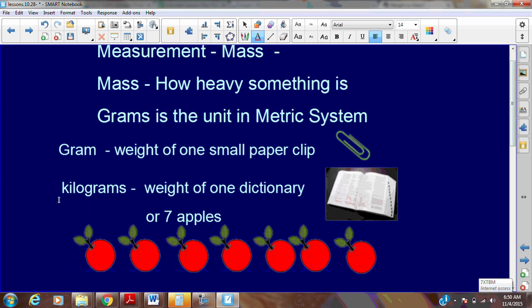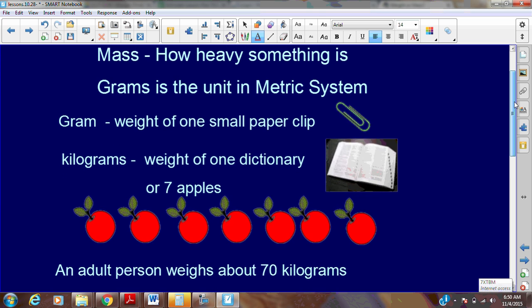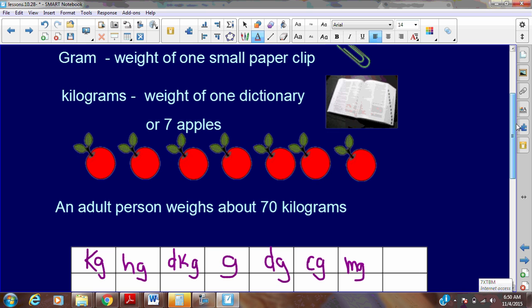Bigger than that would be kilogram. A kilogram is the weight of about 1 dictionary or about 7 apples. So you think about a bag of apples you can buy at the grocery store, you're talking about 1 kilogram or a dictionary. An adult person weighs about 70 kilograms.